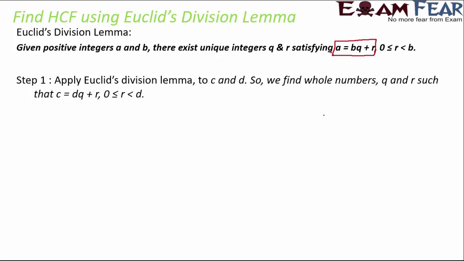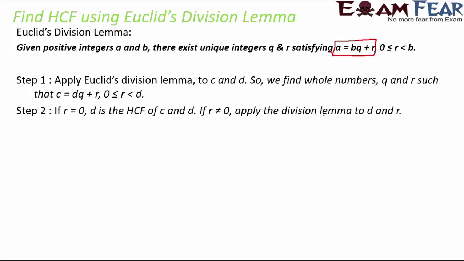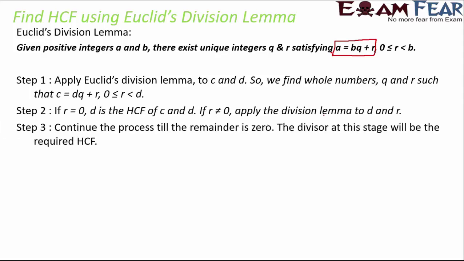So these are some of the steps that we would follow. Apply Euclid's division lemma to C and D. So we find whole numbers Q and R such that C is equal to DQ plus R. Now as I read the steps, they won't make much sense to you. But when we take an example, you will understand it better. So let's start with the example.